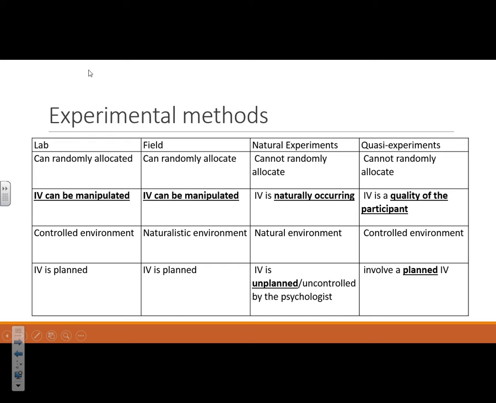So we know what we're going to look at, we just can't randomly allocate, and the environment is very, very controlled. Key things that I would say: lab and field, you can randomly allocate both. The IV can be manipulated and it's planned, whereas natural and quasi you can't randomly allocate, which is the key difference between the two, and the IV isn't manipulated. However, a field and a natural are the two most similar. So a field you can randomly allocate and a natural you can't, but other than that they're both quite naturalistic environments, whereas a lab and a quasi are the most similar, as in for the environment, so it's a controlled environment. So do look carefully at that.